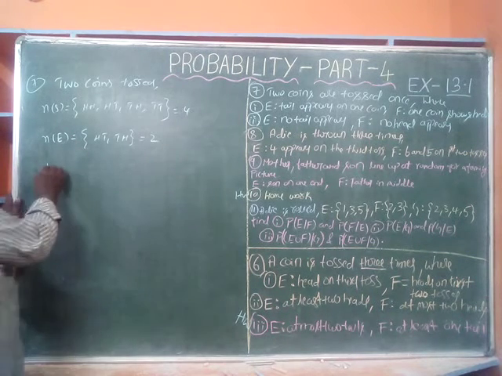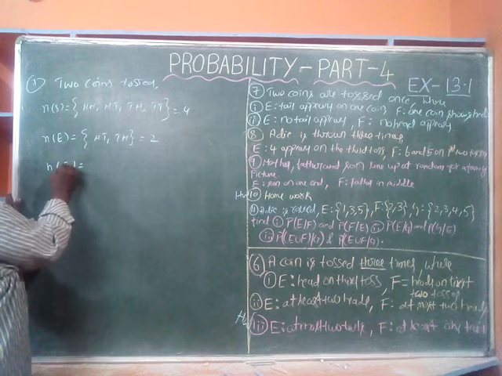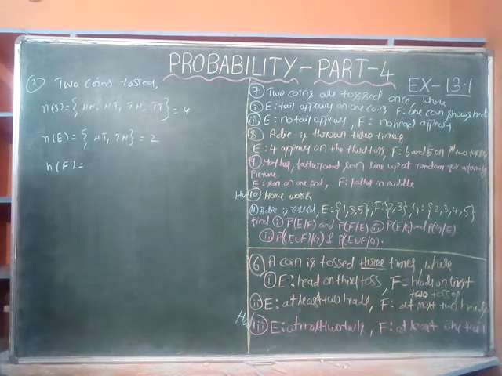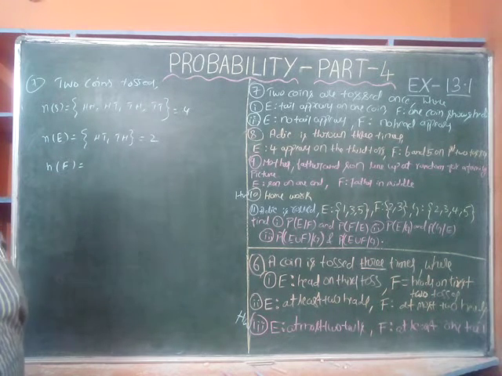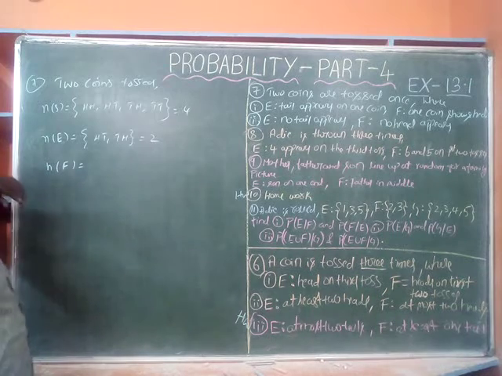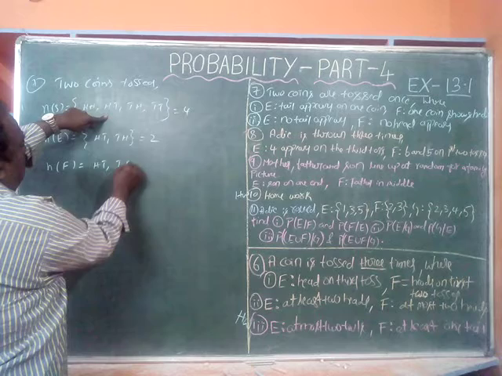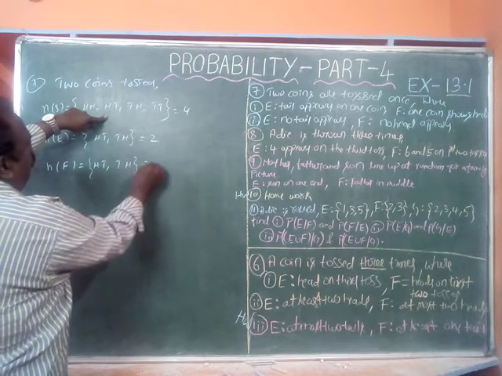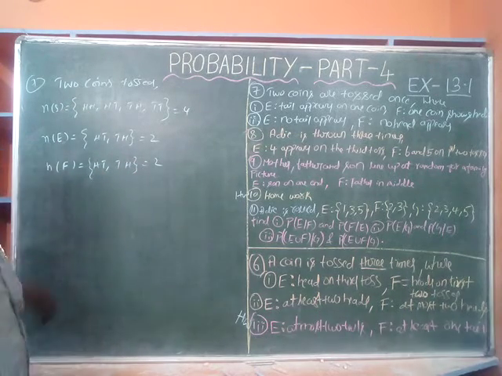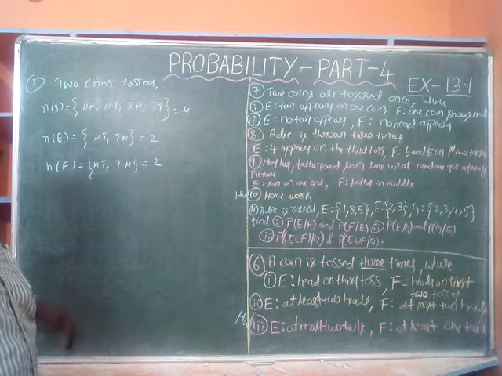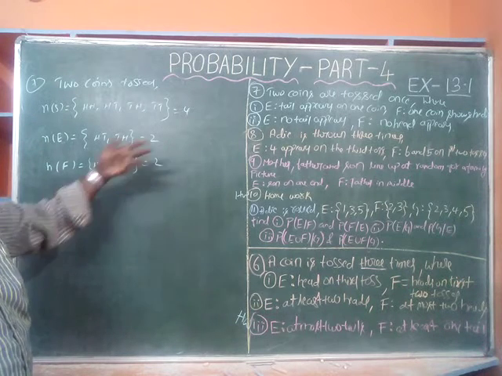Similarly, what is F? F is the event that one coin shows head. Any one coin. One coin shows head means same. Head, tail, tail, head. Okay, you see the head, tail, head. One coin is, both are same.